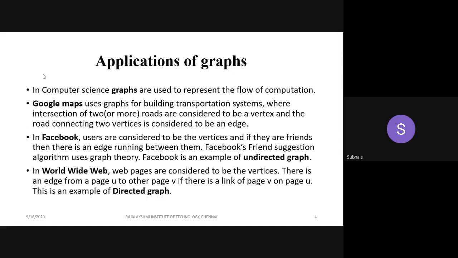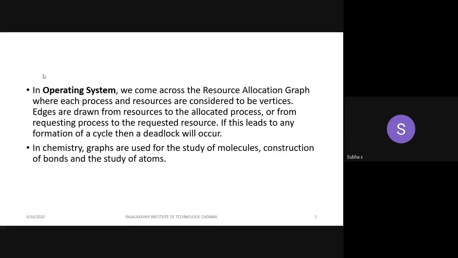So your Facebook is an example for undirected graph. Facebook, WhatsApp, any social media.